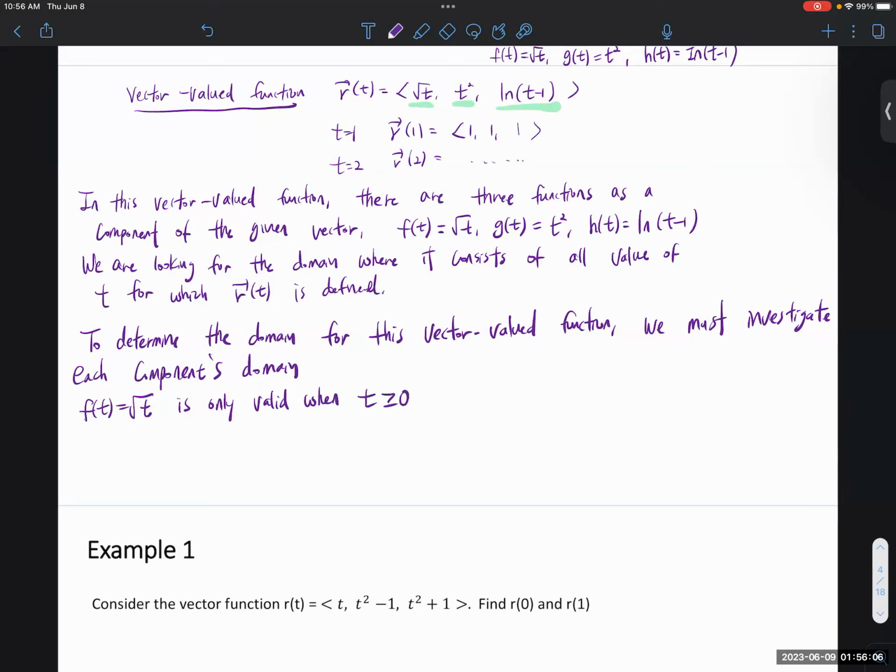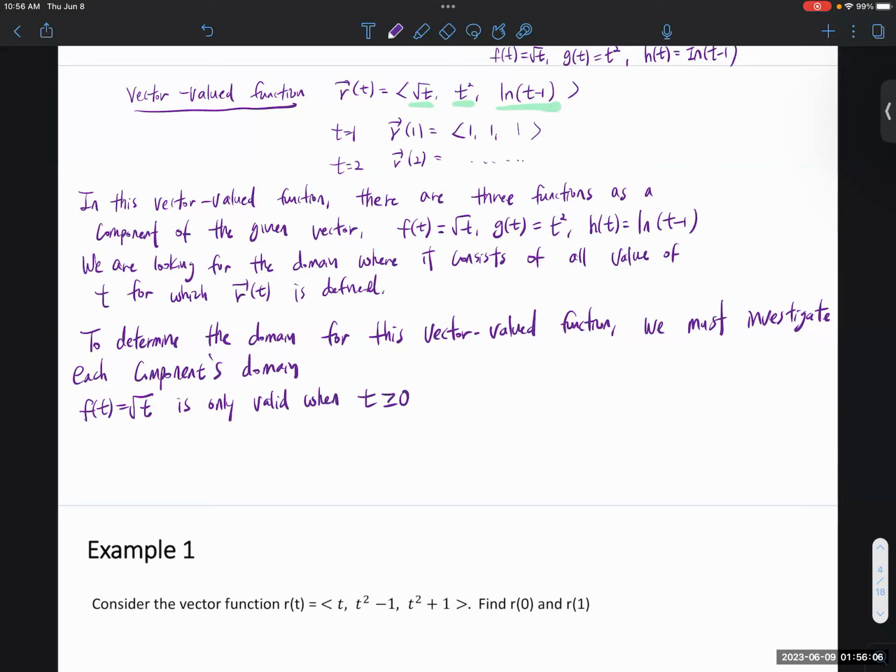Now we're going to find out the domain of the vector valued function, which is the interval where they intersect. The first one, we have 0 all the way up, positive. The second one is all negative to positive. And the third, we have 1, all the positive. So this is the common area. This is going to be the domain for the vector valued function.